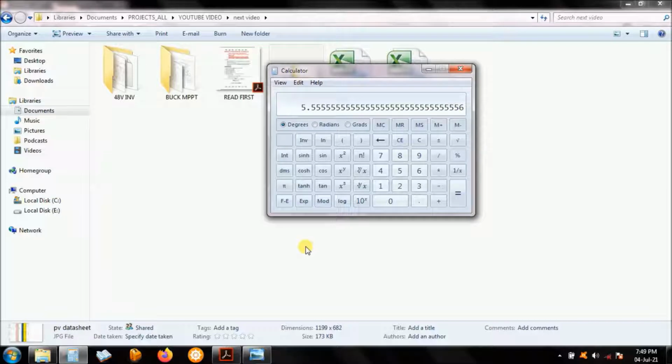Suppose the battery is at 12 volts, so it's 12 volts times 5.5 amps. So the module will actually give you 66 watts. That is when connected straight to the battery. The maximum power that you can get from the module is 66 watts.